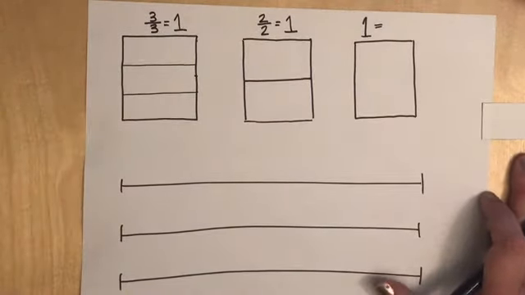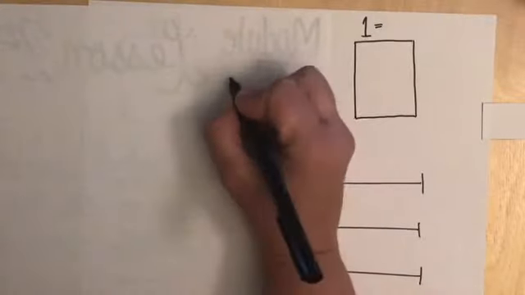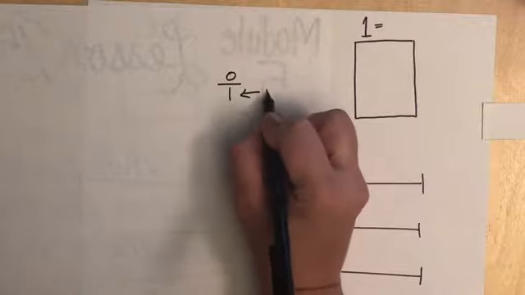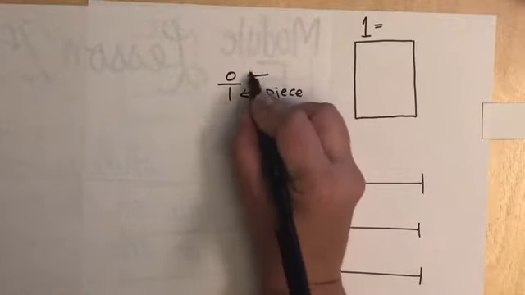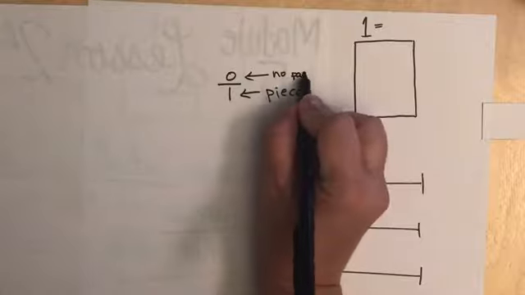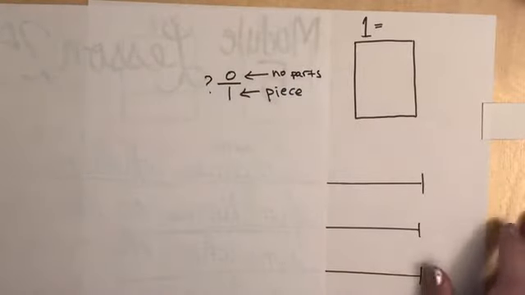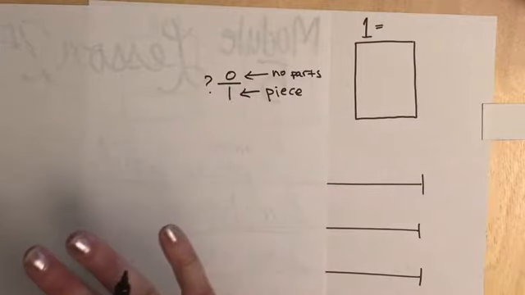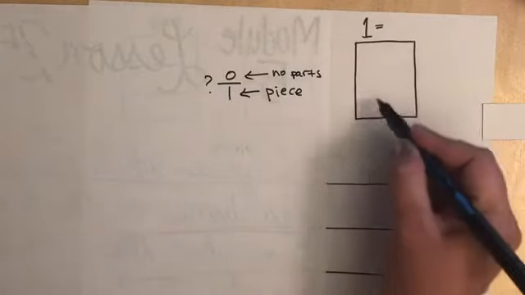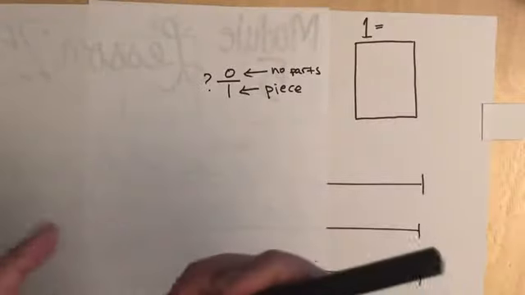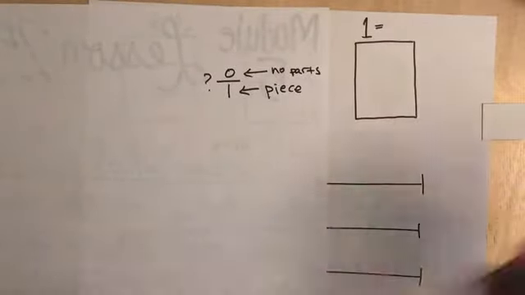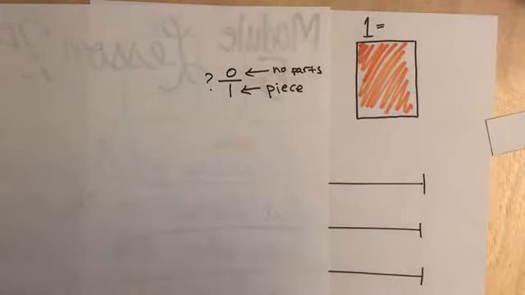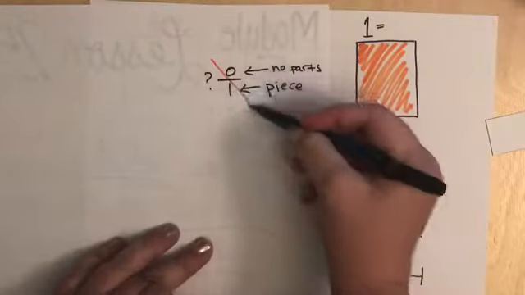Let's think about this. So would we write it like 0 over 1 because, you know, it's in one piece, but there are no parts? Well, that wouldn't make sense because we know that if 0 is on the numerator, then we've got nothing, but we have all of this here. So if I was to shade in how much I have, I would have to shade in the whole entire rectangle. So we definitely have something. We don't have nothing, so no, this wouldn't work.